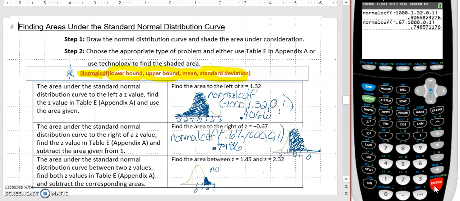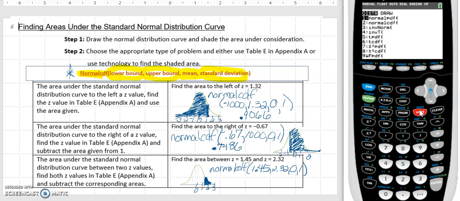Okay, so we're going to use normal CDF as our command. And our low bound is at 1.45, because that's the first place we see something shaded. Nothing shaded, nothing, nothing, and then it starts here. It stops at 2.32, and our mean is 0, and standard deviation is 1. And we're going to type that into our calculator.